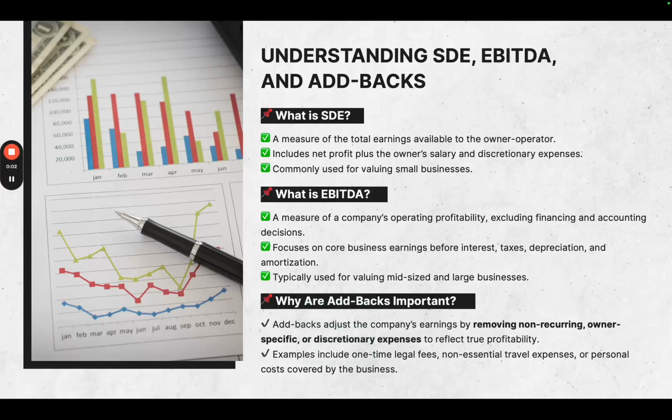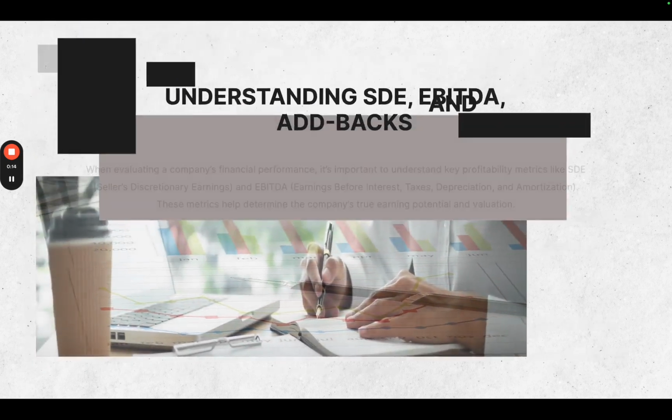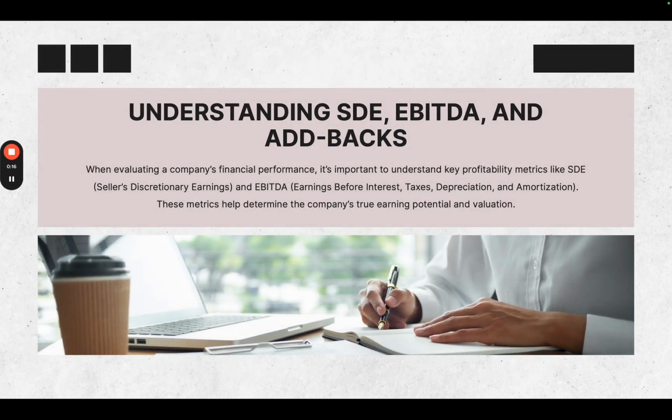All right. So now that we've talked about what type of businesses to buy, I believe a key thing to think about and understand is understanding SDE, EBITDA, and add backs. All right. So basically, the key thing here is that when evaluating a company's performance, it's important to understand the difference between SDE, EBITDA, cash flow, net income, because you're going to hear brokers talking about it, and you're going to see that on CIMs and confidential information memorandums.